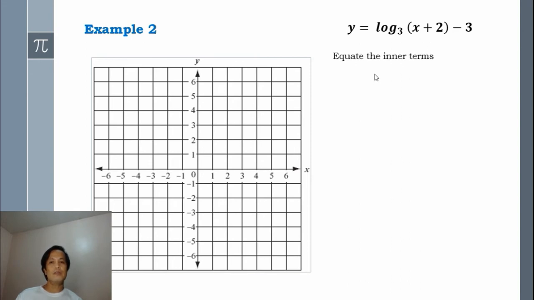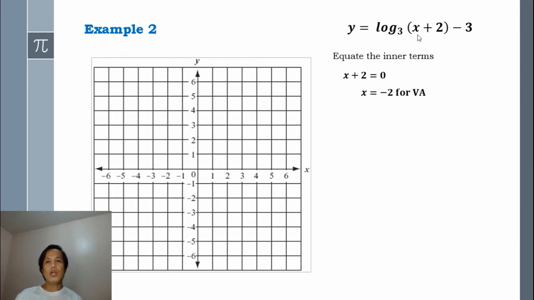So first is x plus 2 equate to 0. That is for the vertical asymptote. So by subtraction property, we will have x equals negative 2. So this is for our vertical asymptote. So therefore, our vertical asymptote shall be negative 2. So this line here, negative 2.